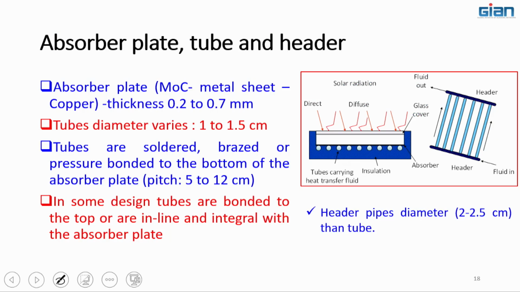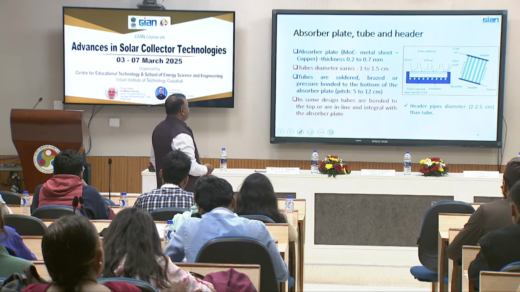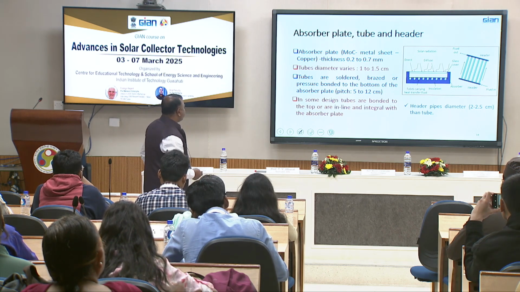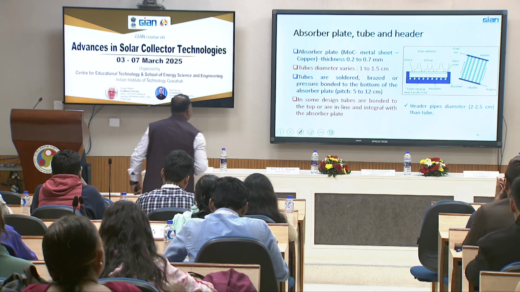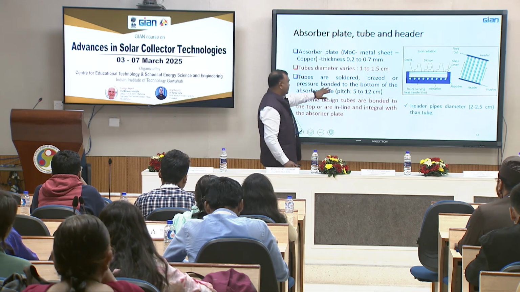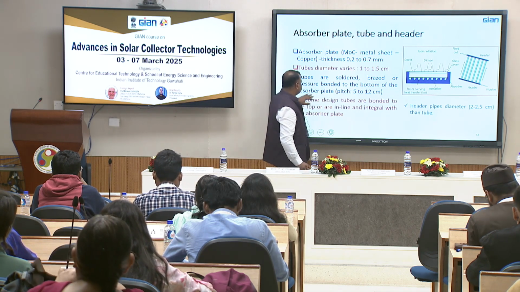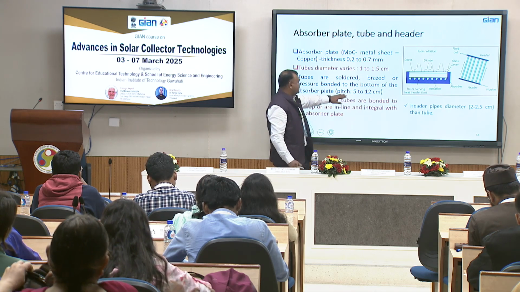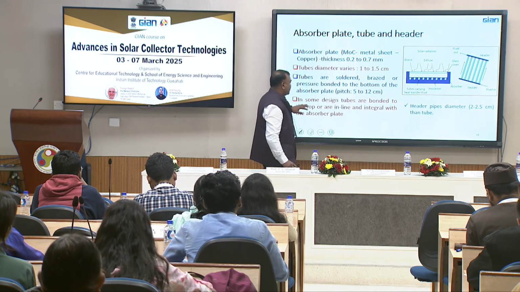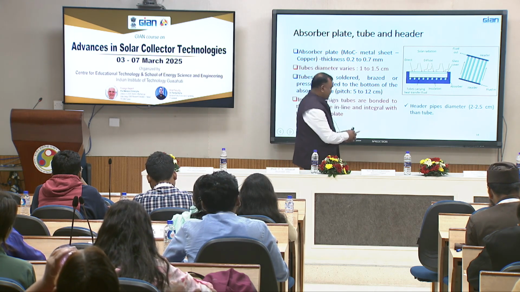So, normally the material of construction of the absorber plate is copper, also nowadays aluminum is used because of its cost, copper is much costlier than aluminum, okay. And thickness is about 0.2 to 0.7 mm. You can see its construction, and tube diameter is about 1 to 1.5 centimeter, and tubes are soldered, then brazed or pressure bonded, mostly pressure bonding is done to the bottom of the absorber plate, and pitch, its distance between two tubes is about 5 to 12 centimeters, and some are already there, I explained it.